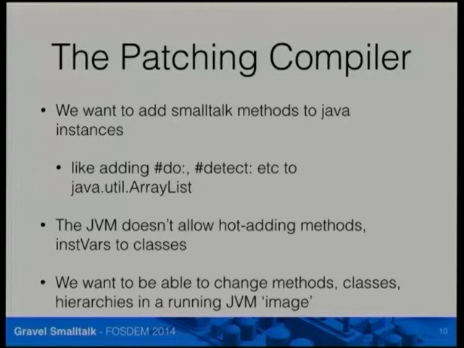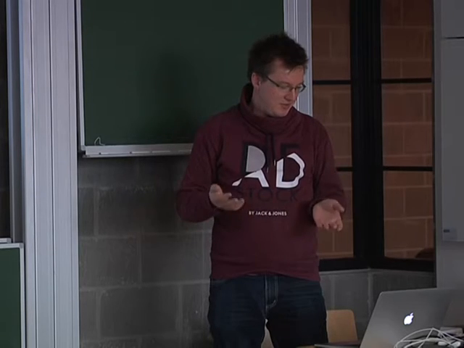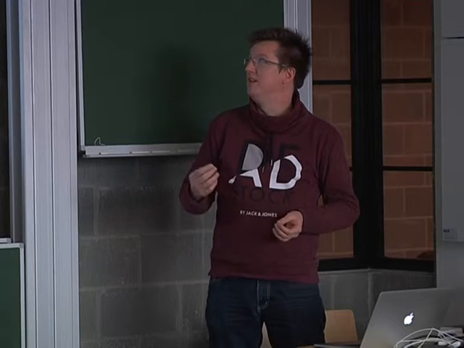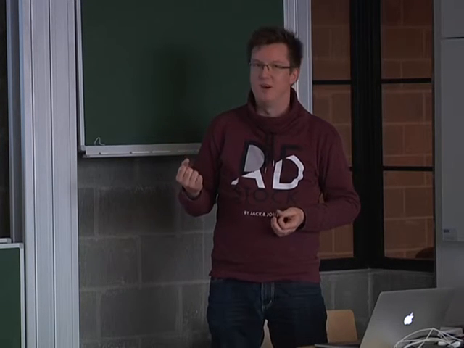And we would like to use Java objects that come out of the libraries that we use. Some list comes out of a library and it enters the Smalltalk code, and we want to use that array list as a real Smalltalk object. So you would like to be able to detect or select or act on those kinds of objects. You cannot hot add methods on the JVM, and we want to be able to change all kinds of things. So we started a concept called the patching compiler.